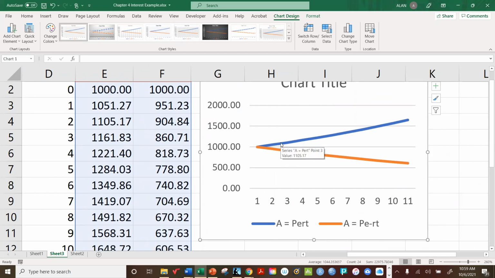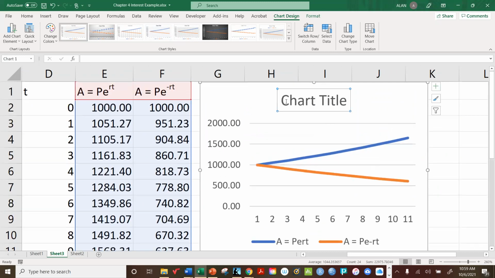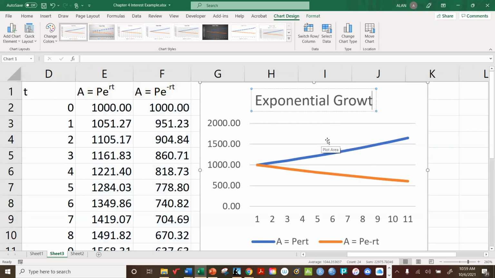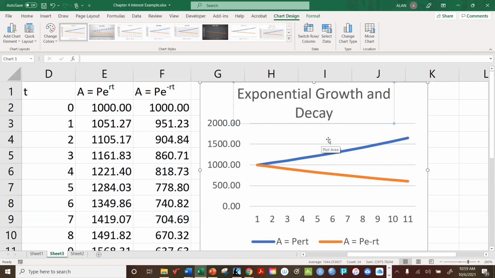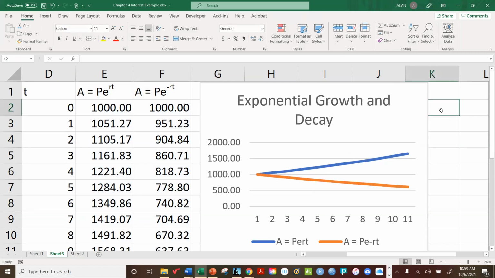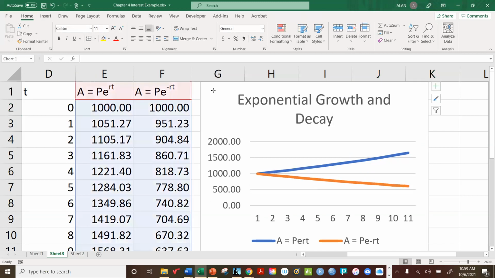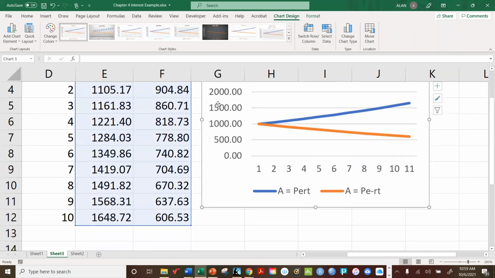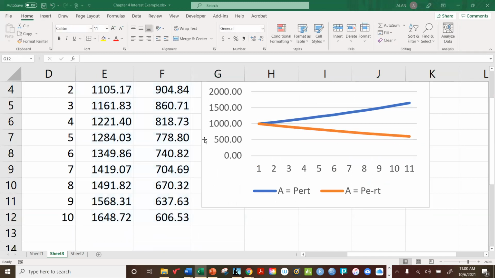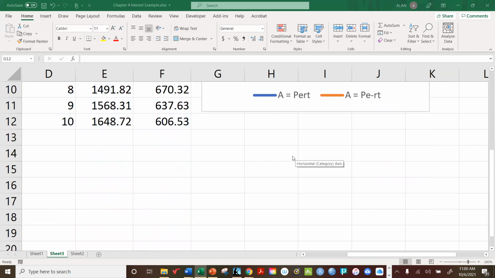But the blue is the one where we have exponential growth, and the orange is where we have exponential decay. If we let this go out far enough, eventually you would see the curvature. But for just 10 years, that's not enough for it to show up. I'm kind of disappointed in this graph, but at least you can see what's happening. All right, that's all I really wanted you to see.